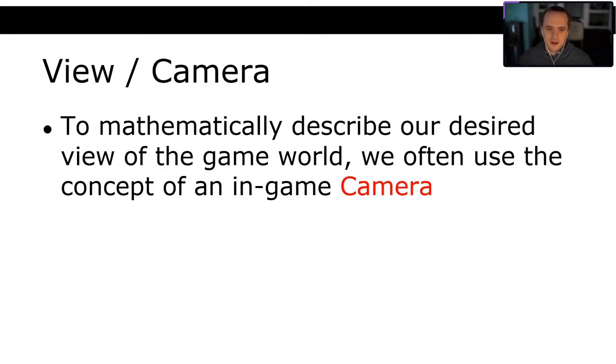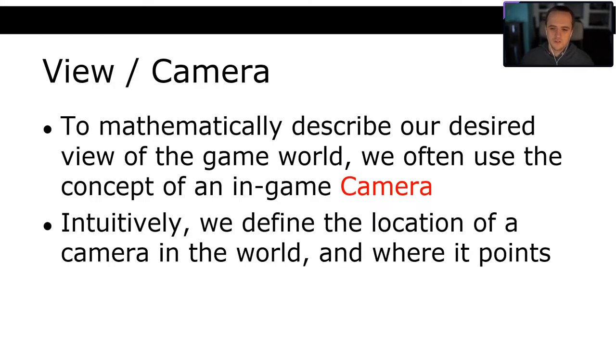To mathematically describe the desired view of the game, we can use the concept of an in-game camera. Of course, in the real world, if we want to take a picture of something, we use a camera, so I don't need to explain what a camera is. But what it does is it takes whatever universe we're living in, whether that's a 2D world or a 3D world, and takes a picture of that. In our normal 3D universe, we take a picture using a camera, and that picture is a 2D representation of what I can see from the camera lens, depending on things like the focal length of the lens.